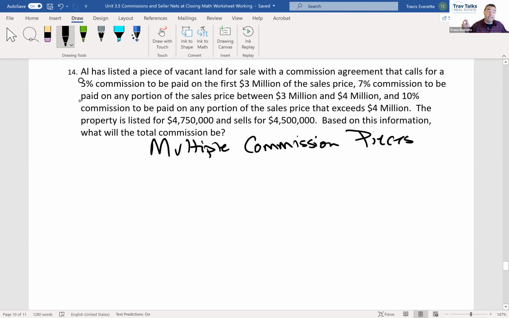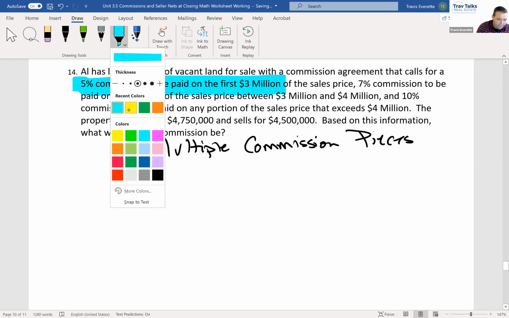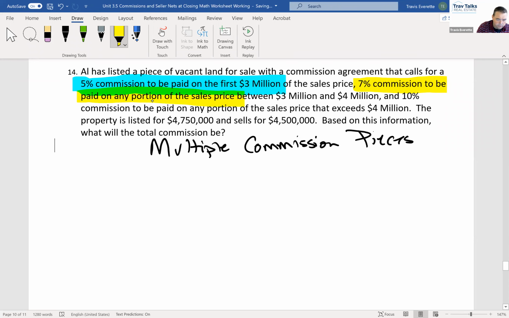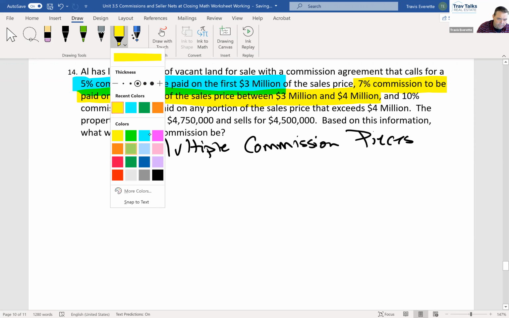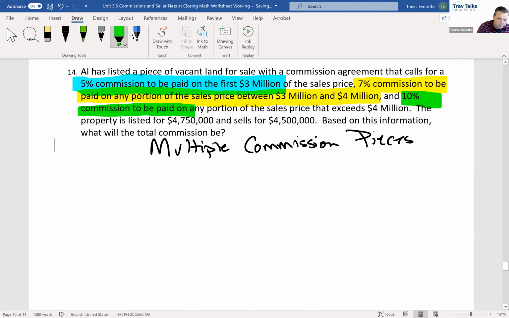So let's quickly read through and see how many pieces we find. I see a 5% commission to be paid on the first $3 million. There's that. And then I see a 7% commission to be paid on any portion between 3 and 4 million. There's that. And then I see a 10% commission to be paid on any portion of the sales price that exceeds 4 million. That looks like 3 different commissions to me, 3 different transactions. So this is exactly what I'm going to do.